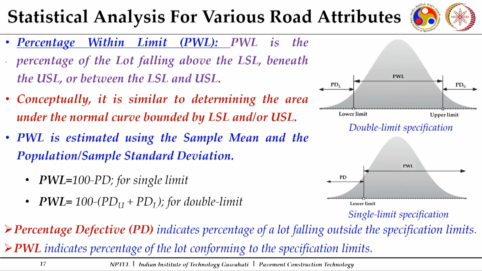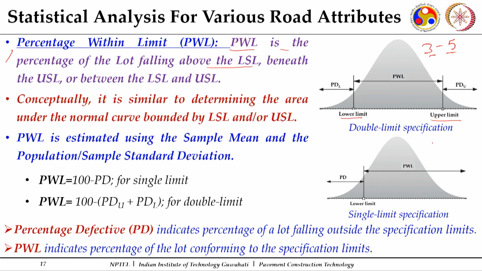So, the first one is percentage within limit. Now, you can see in this particular distribution of the results, normal distribution of the results, if I put up the lower limit and the upper limit here. So, percentage within limit is the percentage of the lot falling above the lower specification limit. So, if there is a requirement of 3 to 5% of air void content, then I will put up this. Even this may be for any other volumetric parameter.